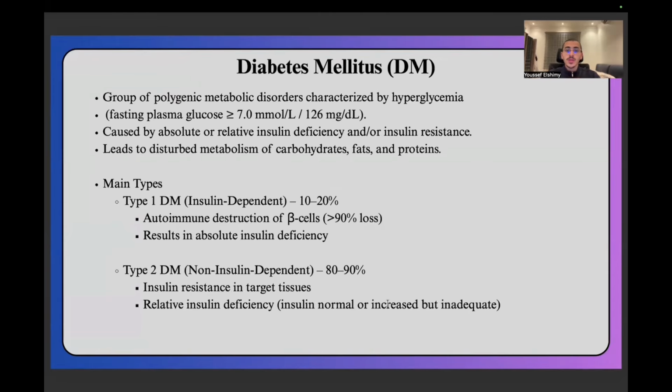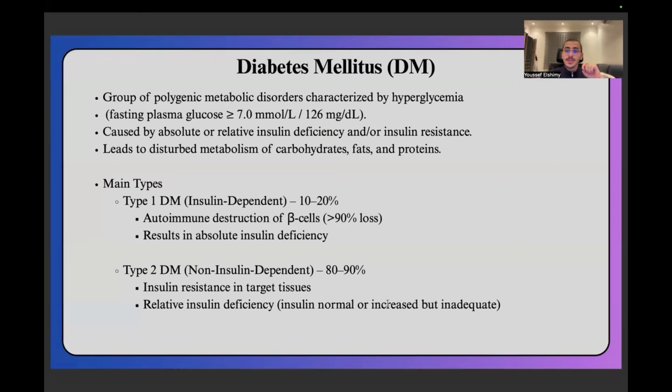So moving on to diabetes. What happens in diabetes? Diabetes is basically a metabolic disorder characterized by hyperglycemia. So the diagnosis is usually made when having a fasting plasma glucose of greater than or equal to 7 millimole per liter, or 126 milligram per deciliter.